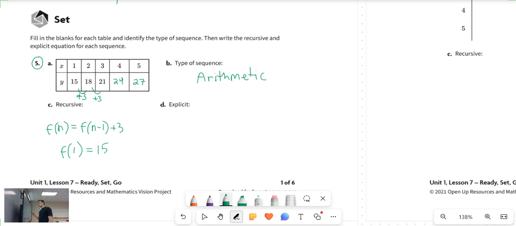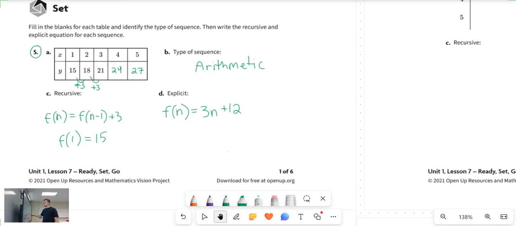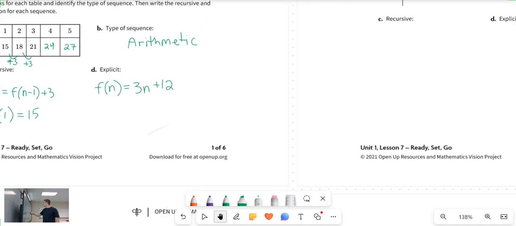And for our explicit form, we're going to start with our jumps of 3 each time, which means we're going to have f of n equals 3n. That's our jump, 3n, and then we just need to know what we're starting at. Well, if we start at 12 and we plug in 1, we'll have 3 plus 12, which is 15, which we know needs to be the case. So that's the solution to just number 1.